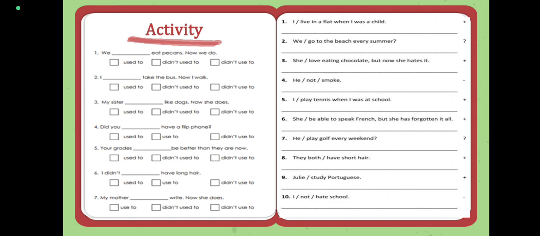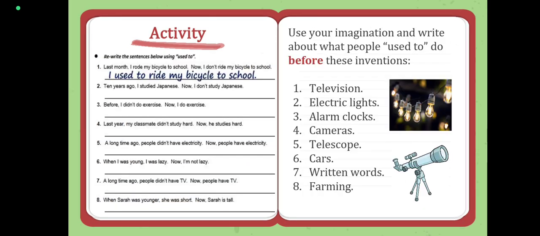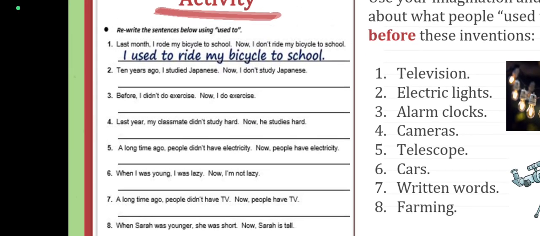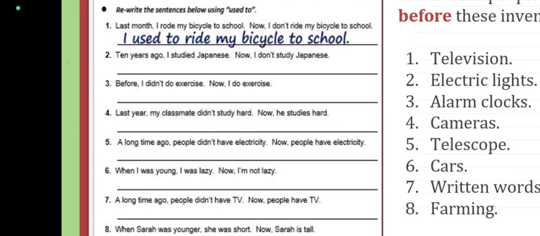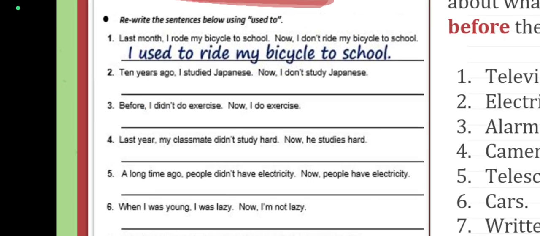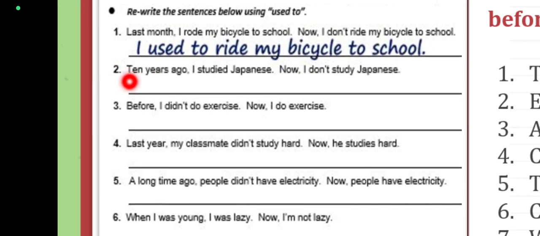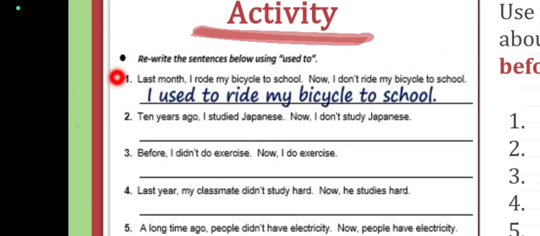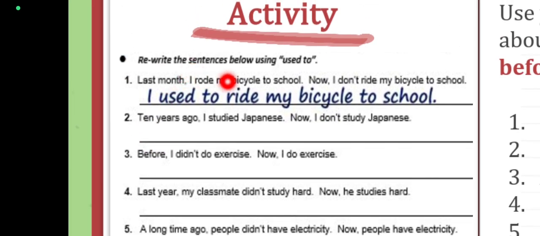No, teacher. Okay. So here we have more sentences. Here in the left side, we have 2 sentences. So you will need to rewrite the sentence below using used to. For example, last month I rode my bicycle to school. So I say I used to ride my bicycle to school.